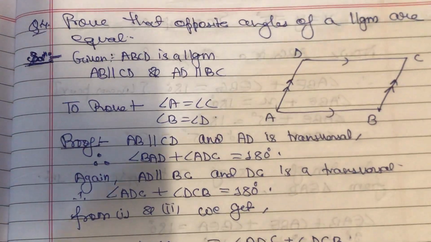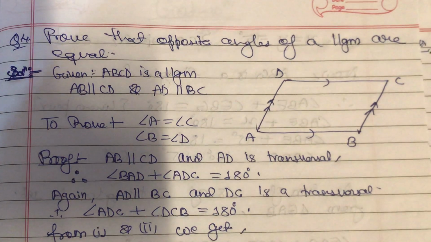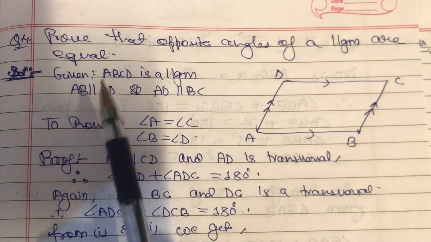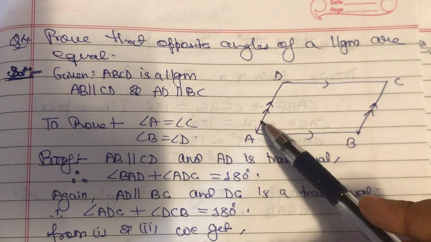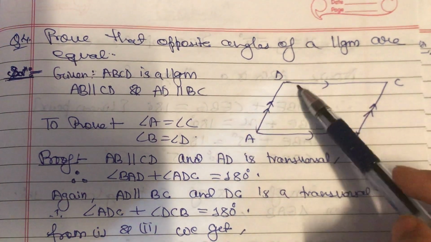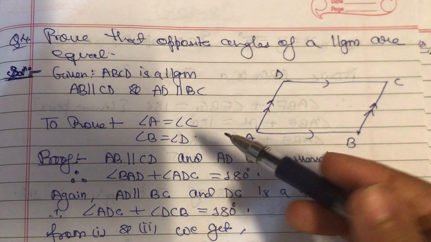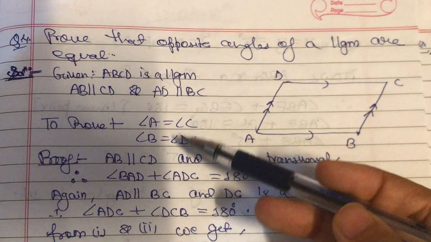Let's move to the next question. That is, prove that opposite angles of a parallelogram are equal. So I have to prove that A is equal to C and B is equal to D, right? So both the two things I have to prove.